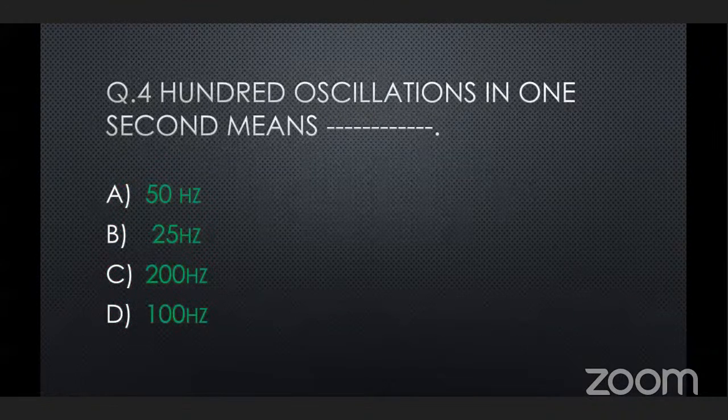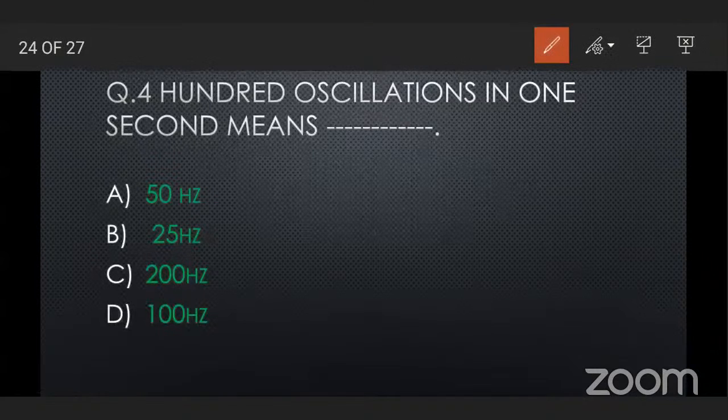Next. 100 oscillations in 1 second means dash dash. Option D, 100 hertz. 100 oscillations in 1 second means 100 hertz.